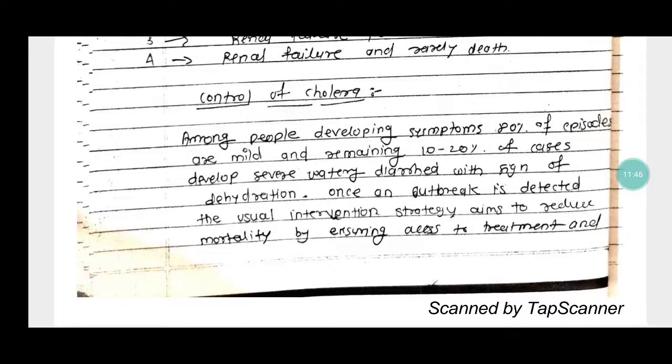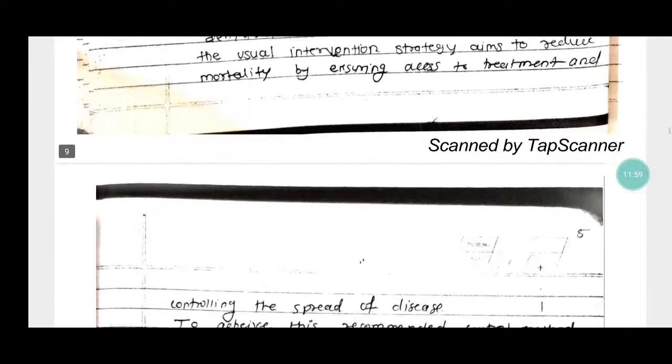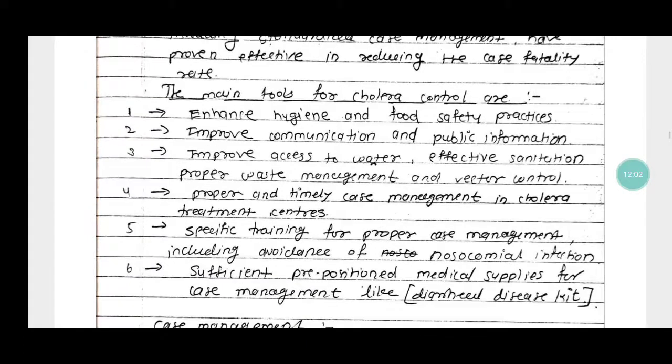For the control of cholera: among people developing symptoms, 80% of episodes are mild, and the remaining 10 to 20% develop severe watery diarrhea with signs of dehydration. The main tools for cholera control are enhancing hygiene and food safety practices, improving communication and public information, improving access to water, effective sanitation, proper waste management, and vector control. Also proper and timely case management in cholera treatment centers.